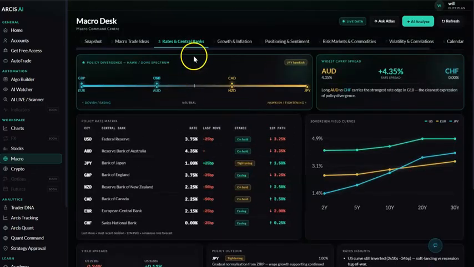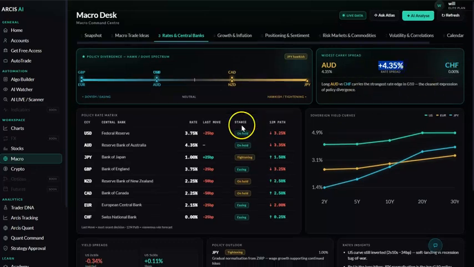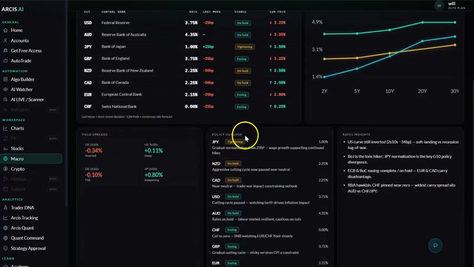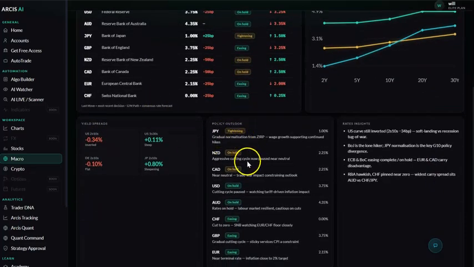This section here, which is the rates and central banks, it's just telling us which are hawkish, which are bearish or dovish. And the widest carry spread is between the Aussie and the Swiss franc, okay, 4.35%. So that would mean if you bought the Aussie and held it against the Swiss franc, your positive swap would be around 4.35% or slightly less. This is just telling us the policy rate matrix. We have the yield spreads and then just the policy outlook here.